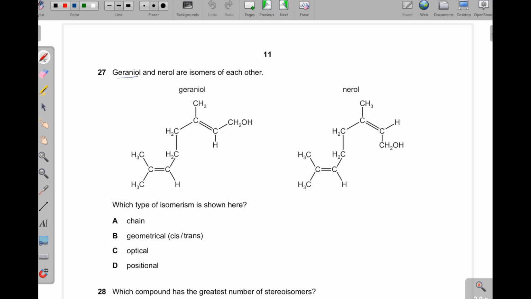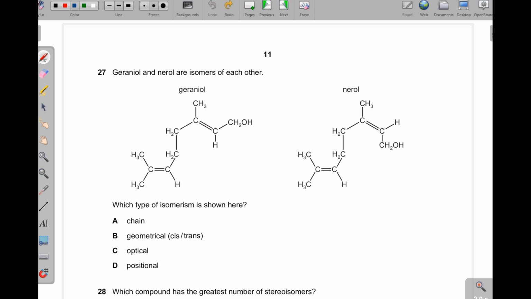Question 27. Geraniol and nerol are isomers of each other. Okay, the structures are given. Which type of isomerism is shown here? The fact that we are having a double bond, okay, we think of stereoisomerism, and in particular, we look at geometrical isomerism, the cis and trans. Now look at the two carbons in the double bond. Let's begin with this one here. So this carbon here has two groups that are the same. That means this one cannot have the geometrical isomerism.